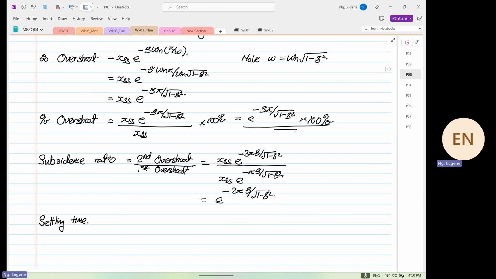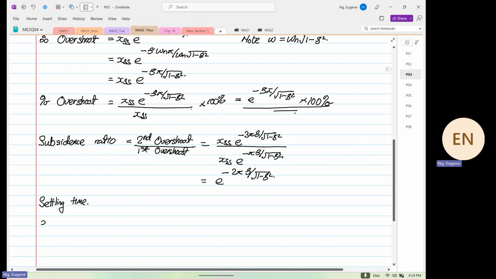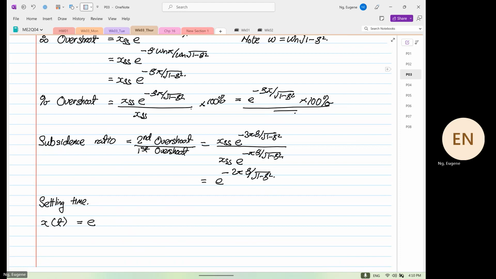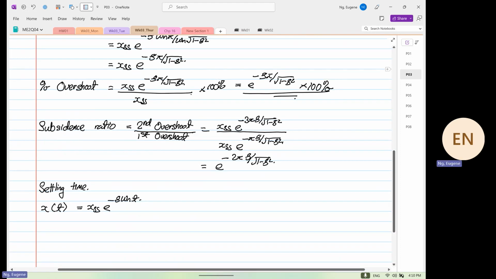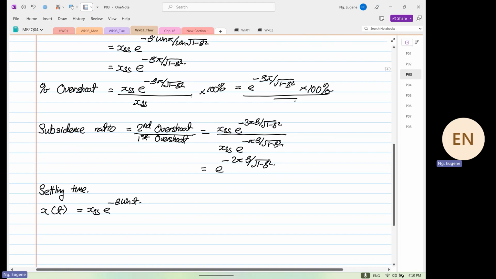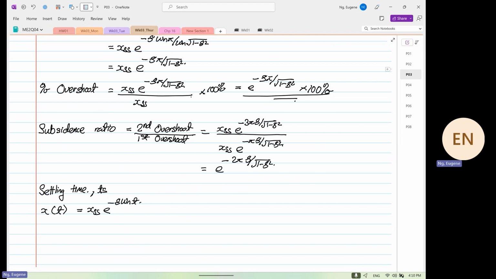Right, the last one, settling time. So when settling, we ignore the sine and cosine. So the function we should be focusing on now is x as a function of time, equal to XSS e^(-zeta omega n t). Okay. So what do we want our x as a function of time to be? Settling time is ts, so I have to change this to ts.